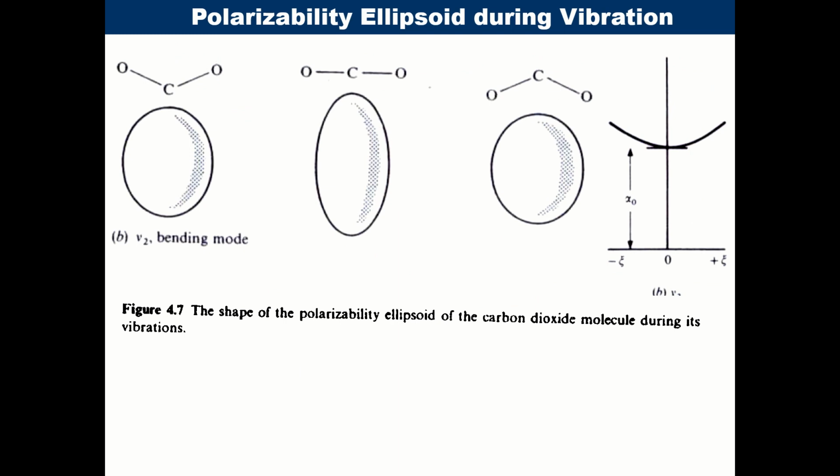In the other case, bending mode, the polarizability ellipsoid, you can see the shapes are changing like this, and if you calculate d alpha by dq, it is 0. In this case, d alpha by dq is 0, inactive. So very close. So you draw this slope.